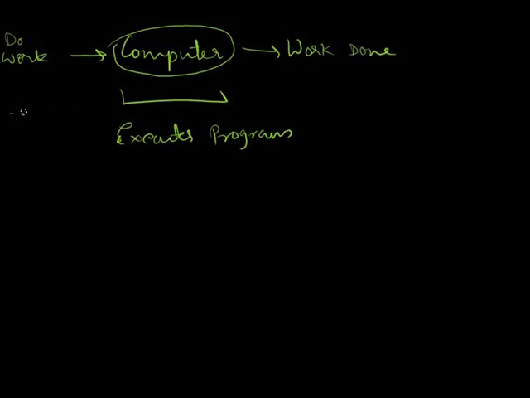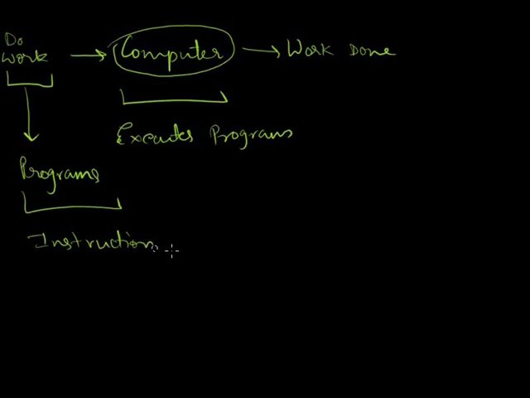But what do you do when you say do work? When you say do work to the computer, you provide it nothing but programs. And these programs are nothing but instructions. Instructions you tell the computer to follow to solve any problem, and it gives you the output. So in short, programming is nothing but the act of writing programs. Programming means writing programs.